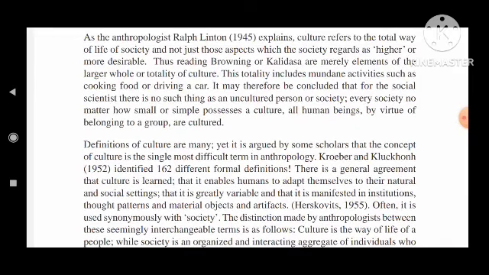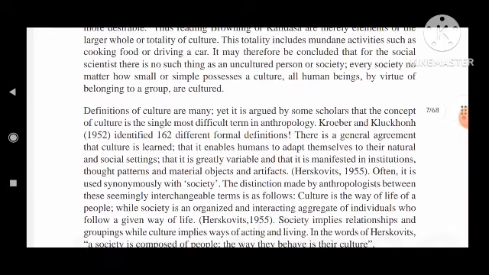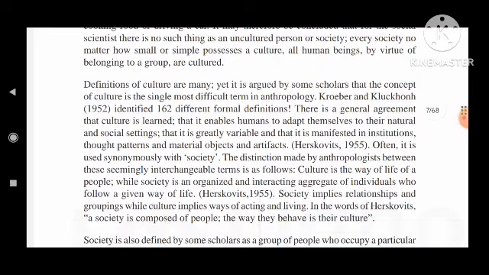This totality includes mundane activities such as cooking food or driving a car. It may therefore be concluded that for the social scientist there is no such thing as an uncultured person or society. Every society, no matter how small or simple, possesses a culture. All human beings by virtue of belonging to a group are cultured.